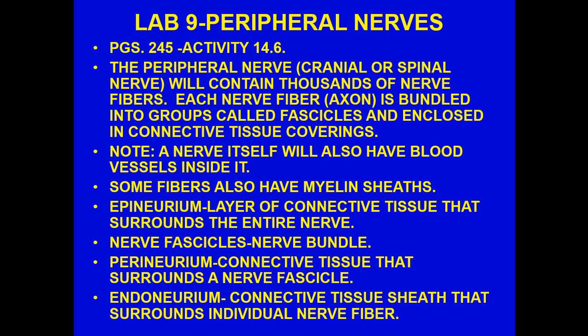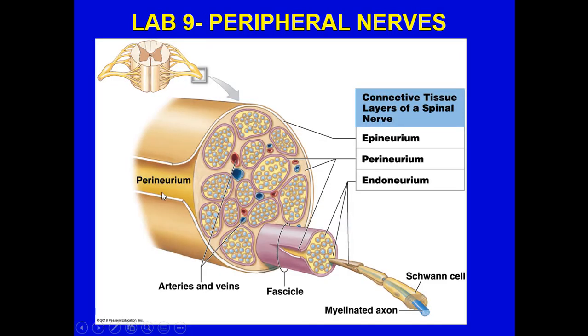These include the epineurium, perineurium, and endoneurium. The epineurium is a layer of connective tissue that surrounds the entire nerve. It's sort of the outside. And once we get inside, there are these bundles that are called nerve fascicles. So it's a bundle of these fibers. These are surrounded by the perineurium. And then finally, for individual ones, you're going to have the connective tissue sheath that surrounds the individual nerve fibers, and that's the endoneurium.